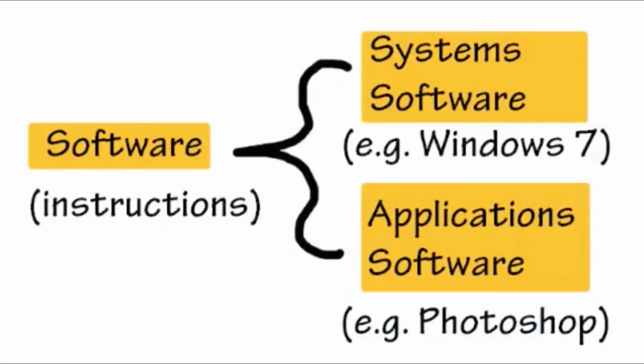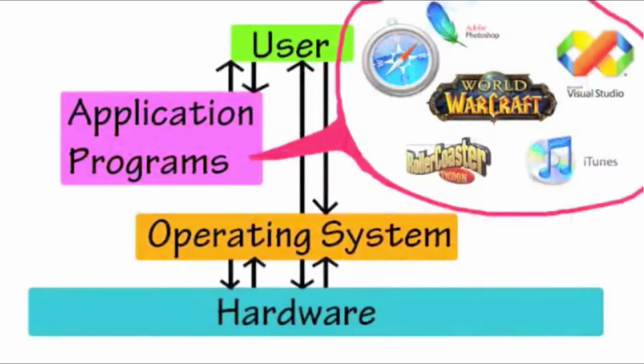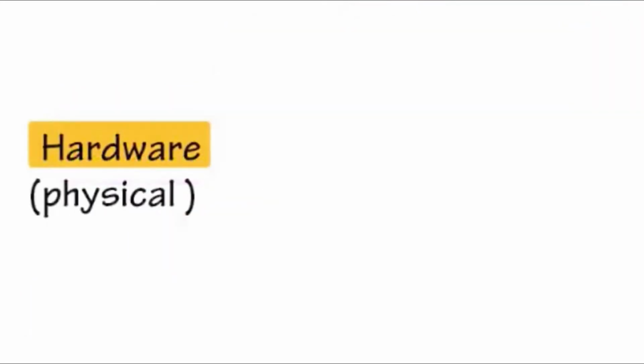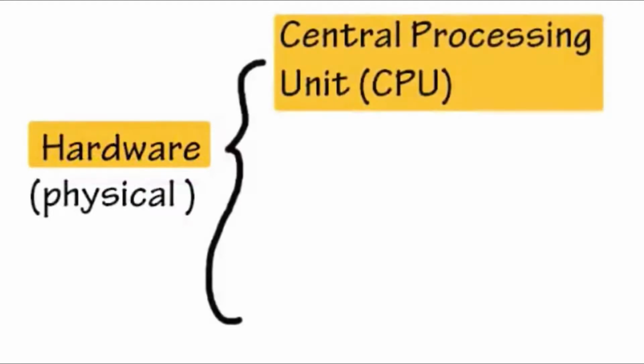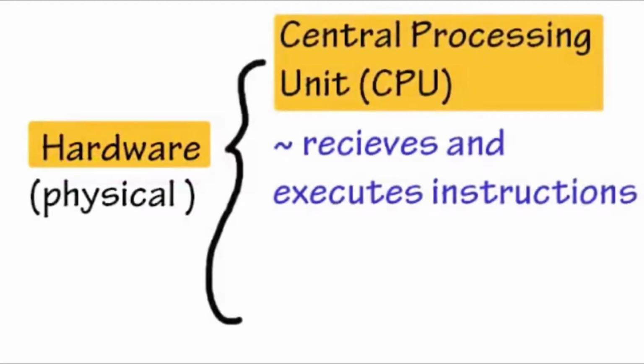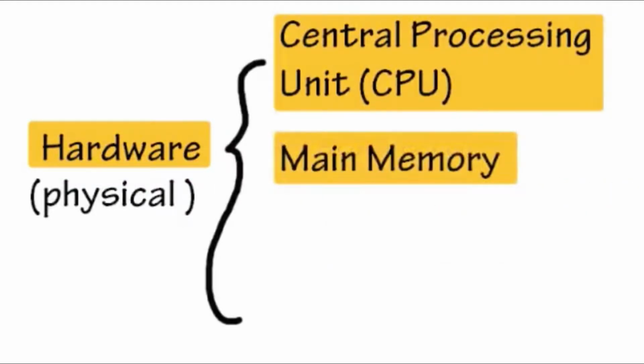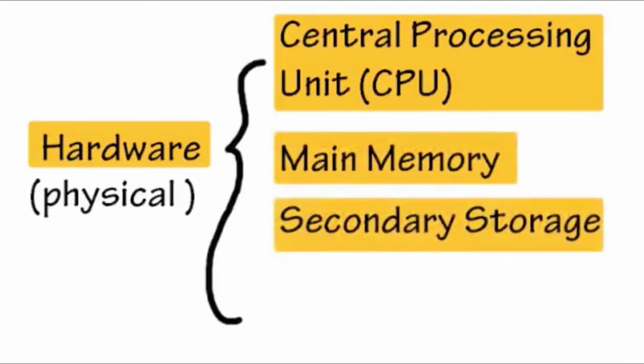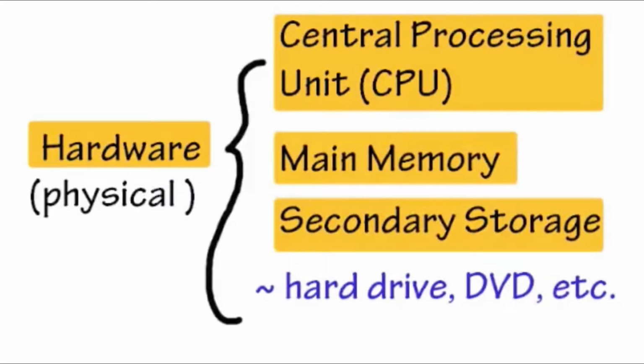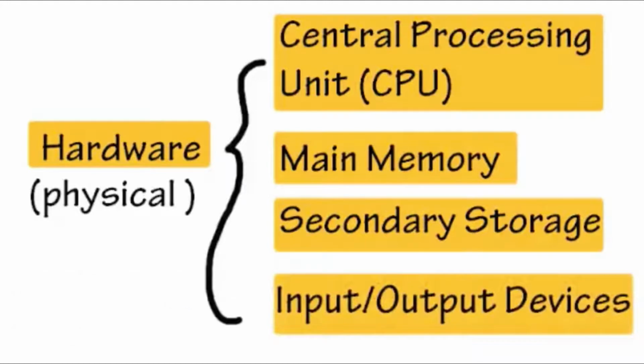Application software are programs like Photoshop, Internet Explorer, and World of Warcraft. The main hardware components include the CPU, or Central Processing Unit, main memory, secondary storage devices, and the input and output devices.